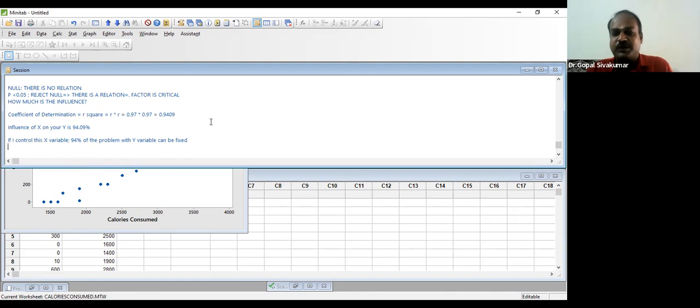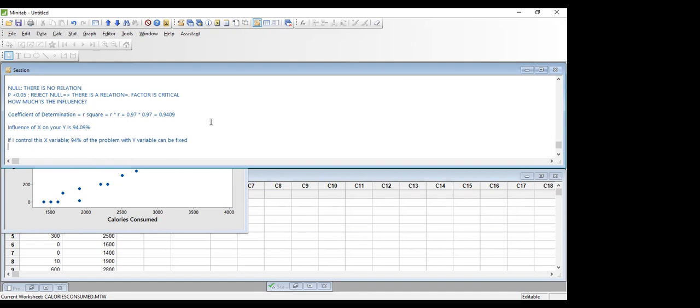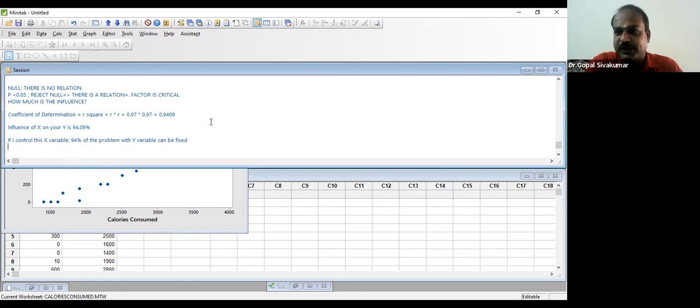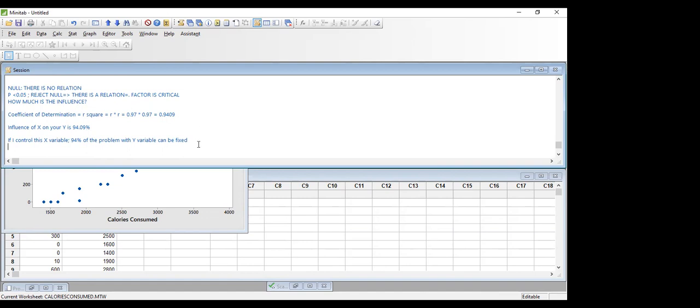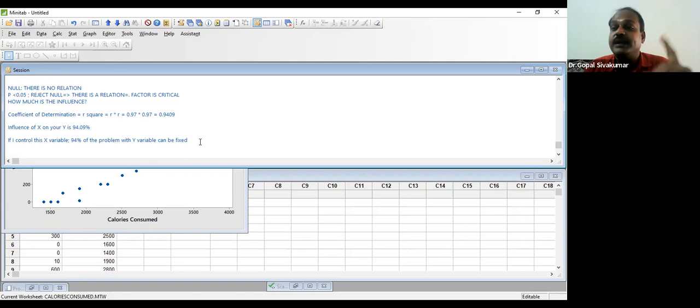It is something like a husband getting influenced by a wife. In many families, the husband takes decisions according to the wish of the lady in the family. Am I correct or not? Yes or no? All of you are doing like that only. So the influence, what is the percentage of influence your wife has got? 94%. You rarely listen to others. Most of the time you listen to your wife only.